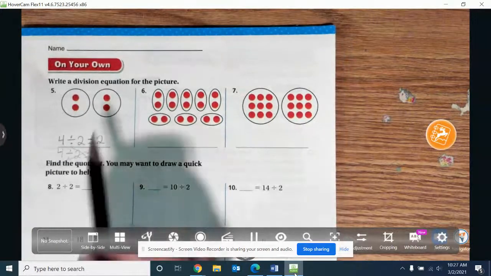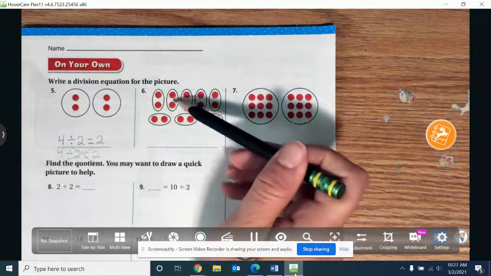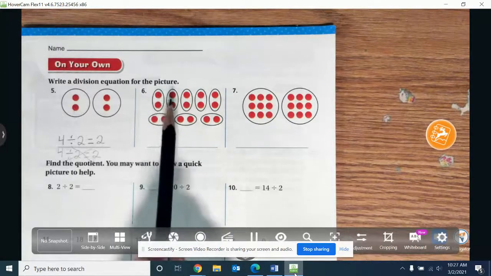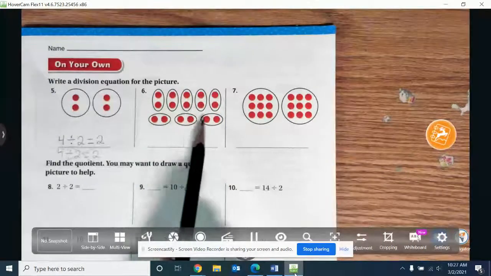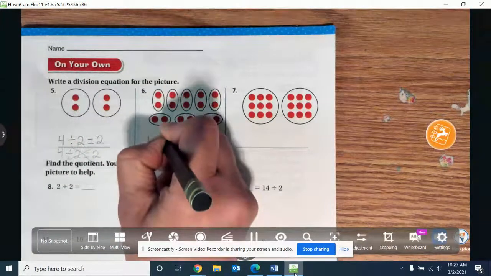Now let's try number 6. Again, the total. Count them all. If you know how to count by 2s, it'll go quicker. 2, 4, 6, 8, 10, 12, 14, 16. 16 total.